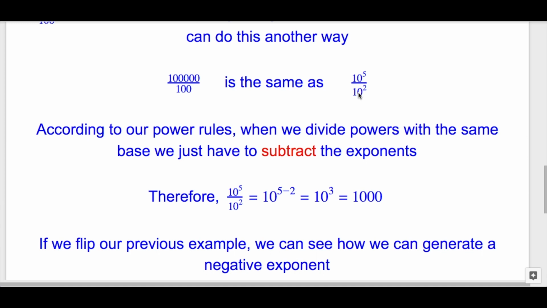Now, if you recall the power rules back in grade 10, when you have the same bases, for example, 10 to the 5 divided by 10 to the 2, it's simply a question of subtracting the powers. So 10 to the 5 divided by 10 to the 2 is the same as 10 to the 5 minus 2, which is equal to 10 to the 3, or 1,000. Now, that is if we're dealing with positive powers, but the issue was how to deal with the negative power.